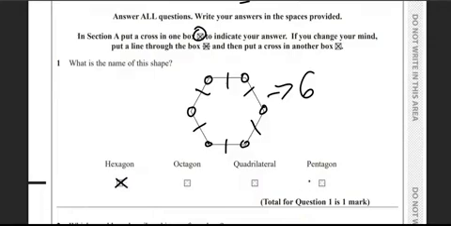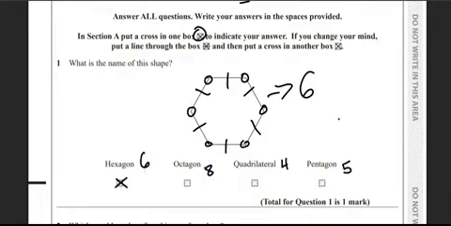What about the other choices? The octagon is a shape with 8 sides, while a quadrilateral is any shape that has got 4 sides. Then a pentagon is any shape that has got 5 sides. So maybe for your notes, just write 4 sides, quadrilateral. Then we have pentagon, 5, 6 is a hexagon.